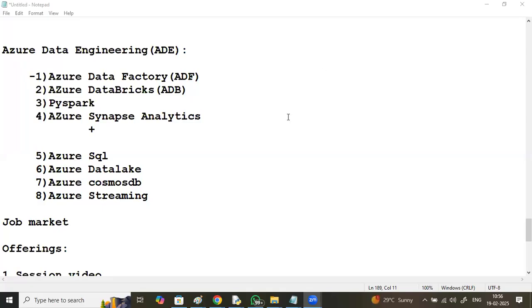And there are the subscriptions for Databricks and Synapse also, right? So that part you will also be covering, or is it in one only? See, one second.